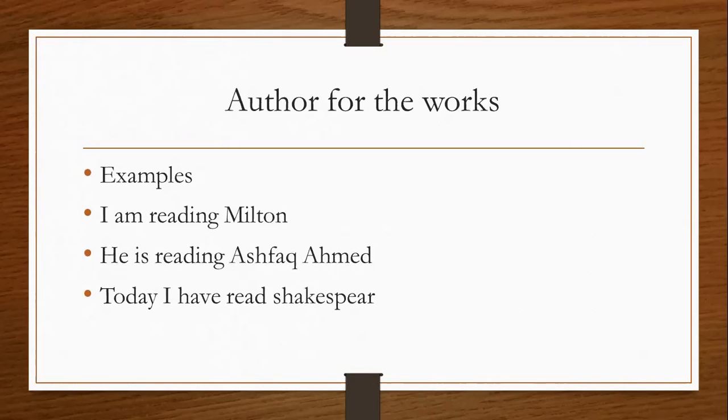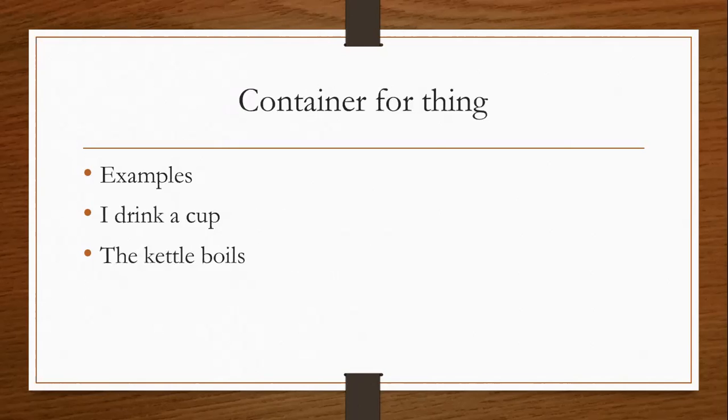The third example is "Today I have read Shakespeare." Basically, Shakespeare here means that we do not use the person, we do not use his work. We show his works by using the author's name, like Shakespeare. Today I have read Shakespeare. Another slide is about container for thing. In this type of metonymy, we use the container instead of the thing. We don't directly talk about the thing; we only talk about the container.